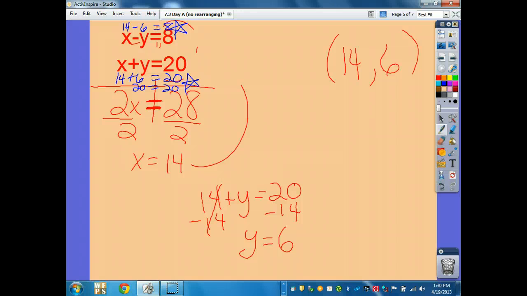All right, you have homework pages in your homework packet. 9, 11, and 12.